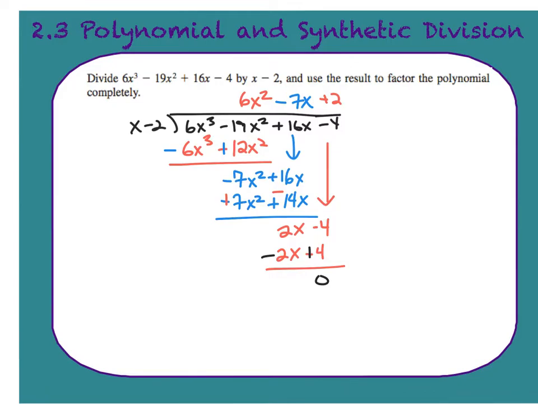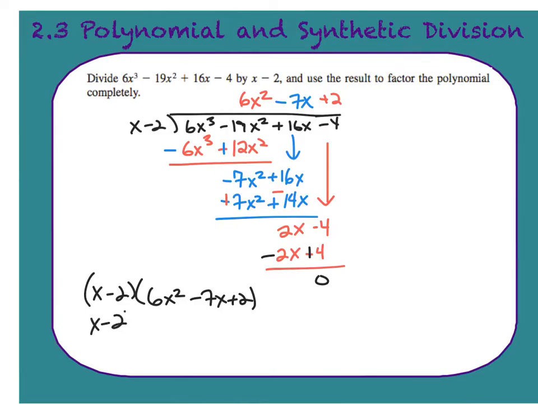And that's a good thing because that means it's a factor. So I'd end up having x minus 2 times the quantity 6x squared minus 7x plus 2. That's what I'd really have after I divide here. It says use the result to factor the polynomial completely. So what can I do with the 6x squared part? It's the other F word. Factor, okay? So we're going to factor that one.